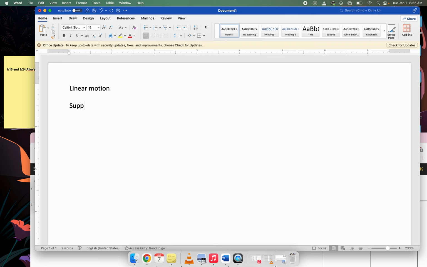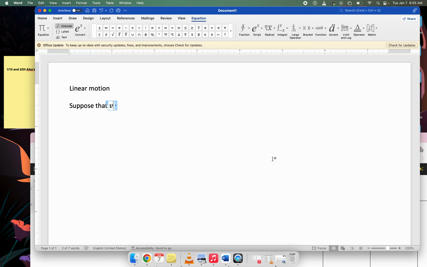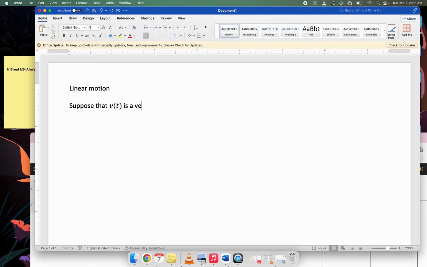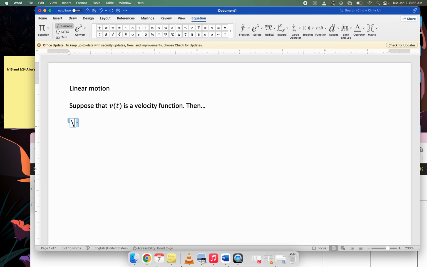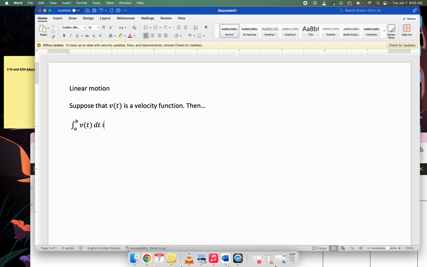Let's suppose that v of t is a velocity function. So v of t tells you the velocity of the object at time t. Then the integral from a to b, v of t dt, is the displacement of the object from time a to time b. Okay?